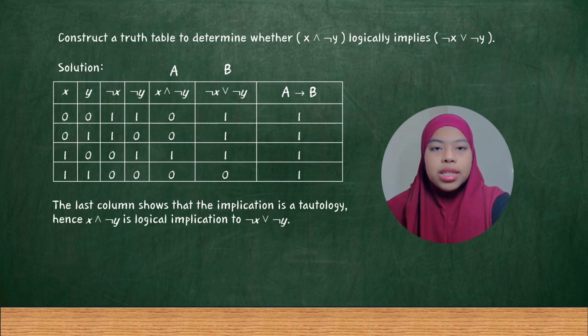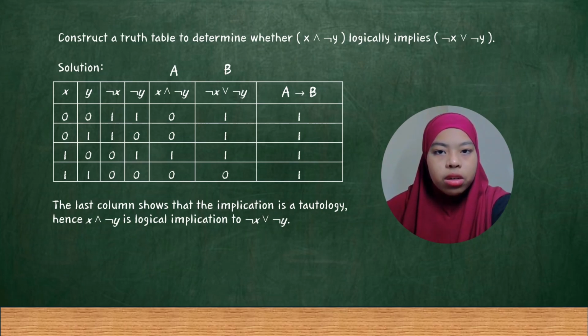Fifth column, which is x and negation y, we take from the first column and the fourth column, so we get 0, 0, 1, 0, and we assume variable a for the hypothesis. For the second last column, which is negation x or negation y, we take from the third and fourth column and we get 1, 1, 1, 0. We also assume variable b for the conclusion.